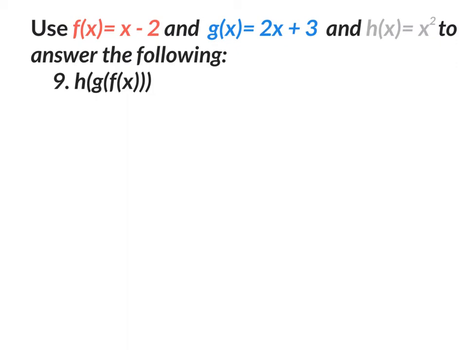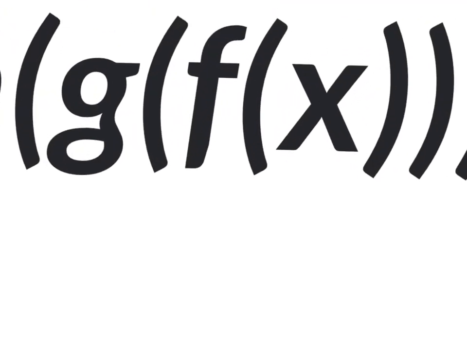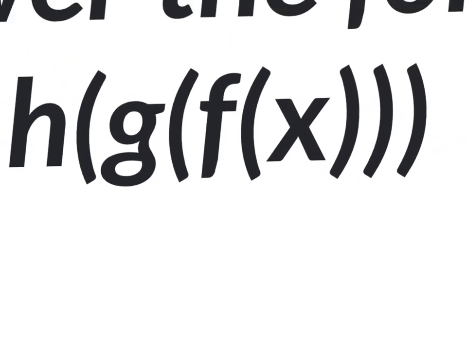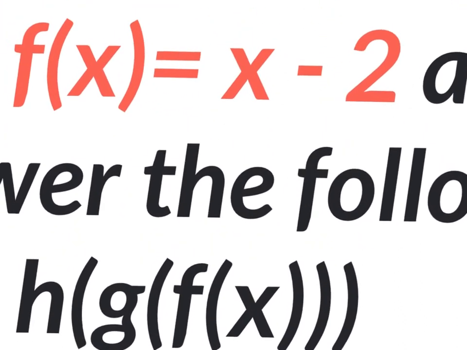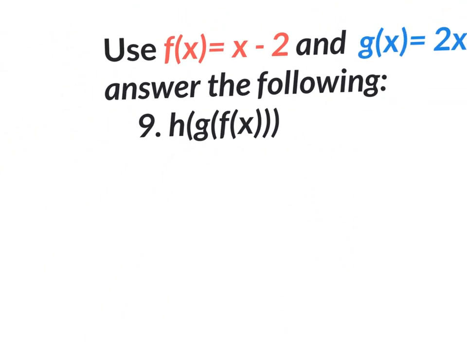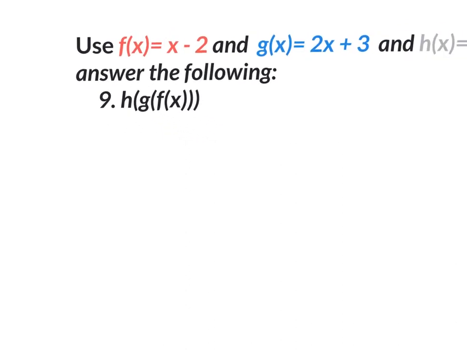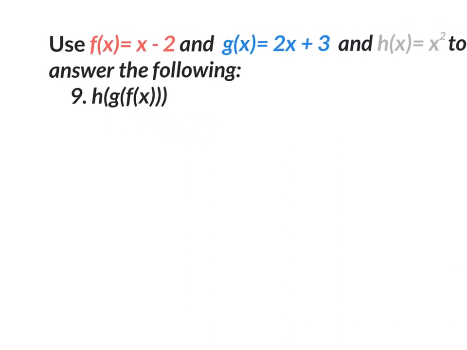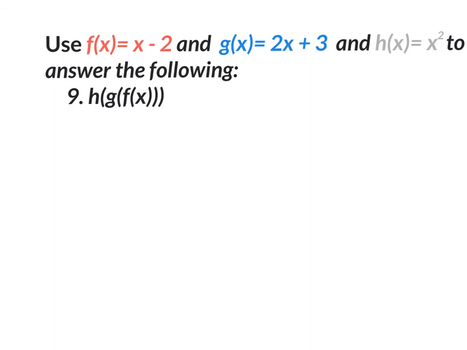So what does this really say? You kind of zoom in and you start with the f of x. What is f of x? x minus 2. And what are you going to do with that red x minus 2? Where are you going to plug it into? Into the g of x. Okay, so let's take the red x minus 2 and plug it into the blue g.